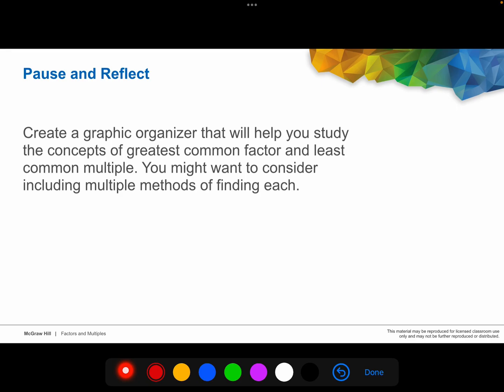And I also want you to do this pause and reflect: create a graphic organizer that will help you study the concepts of GCF and LCM. Consider including multiple methods of finding each.